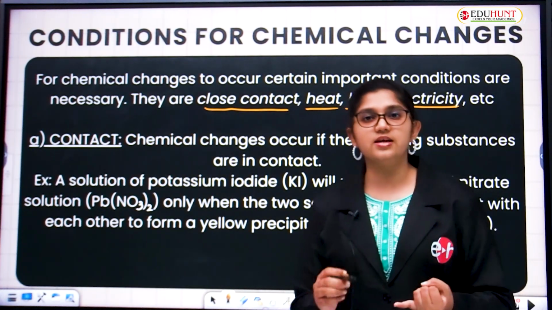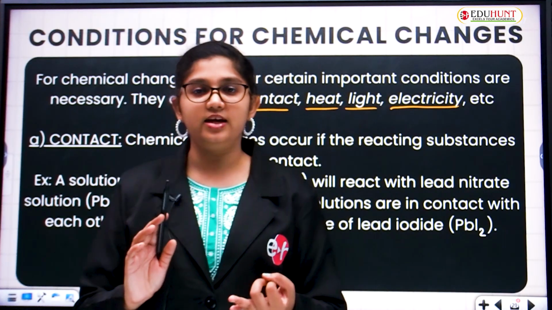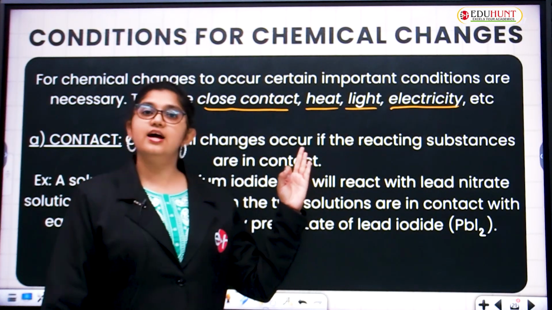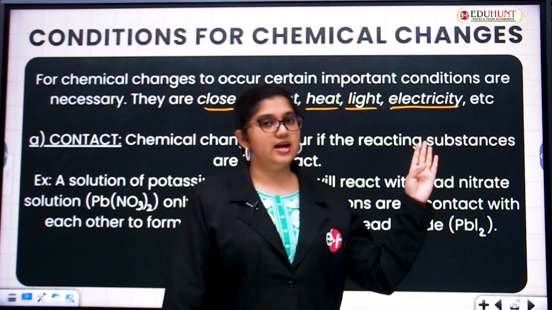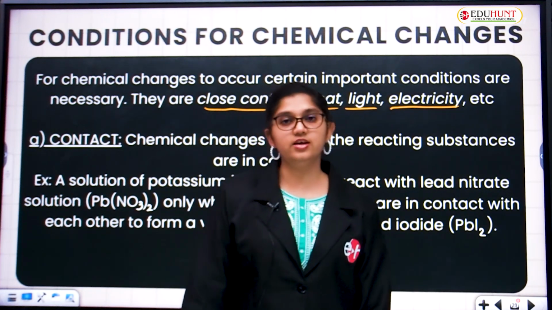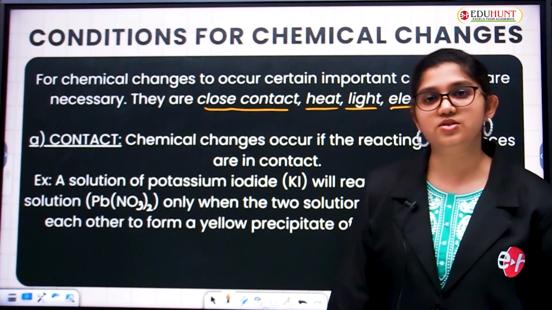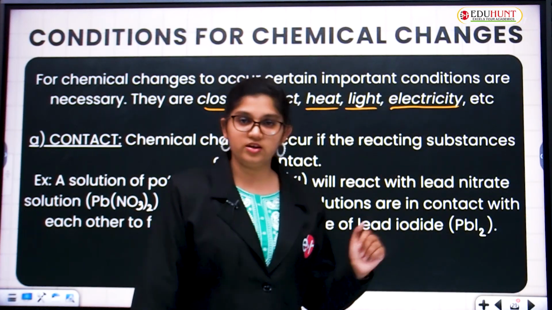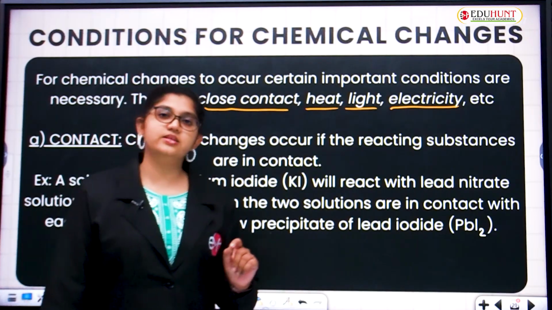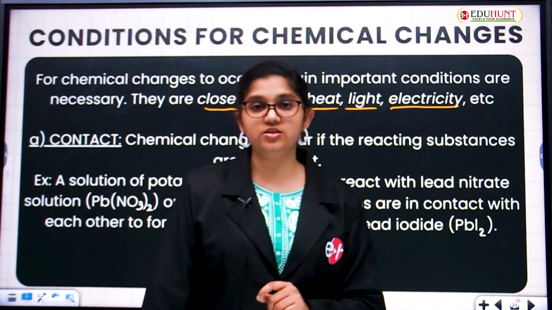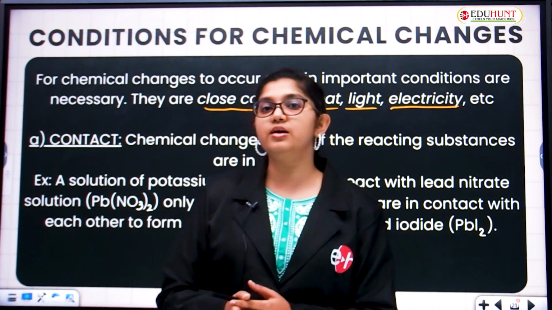So first one is close contact. Second one, heat. Third one is light. And fourth one is electricity, etc. we have. So in that, let's learn one by one. Close contact, heat, electricity, and as well as light. We learn one by one in detail. So how these are the conditions required for a chemical reaction to happen.